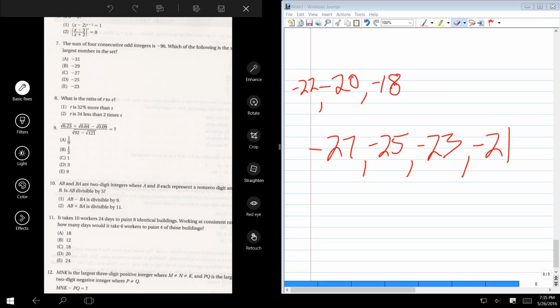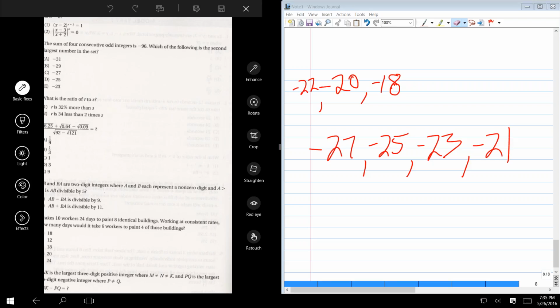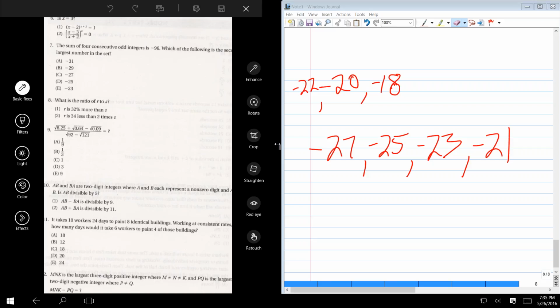Which of the following is the largest number in the set? Which of the following is the second largest number in the set? Let me move this over just a hair so I get a little more of that. Tell me, and now it won't do it. Windows 10. All right.